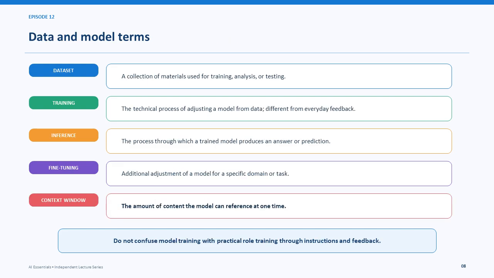Data is the source information, training develops patterns from examples and feedback, inference uses the trained model to produce an answer, fine-tuning adjusts a model for a narrower purpose, and context window limits what can be considered at one time.